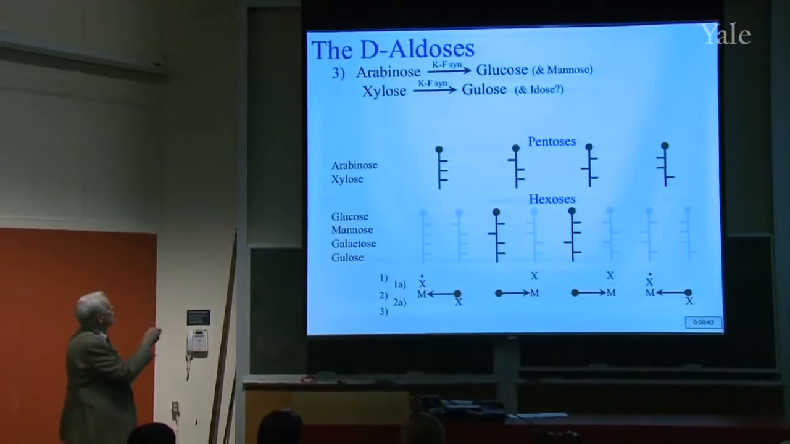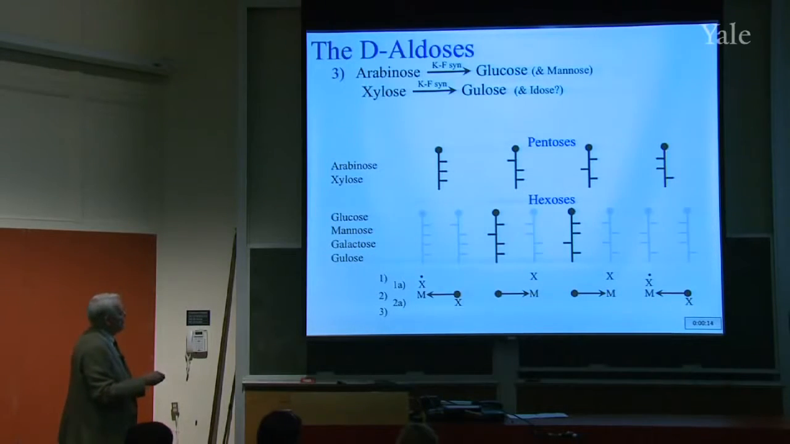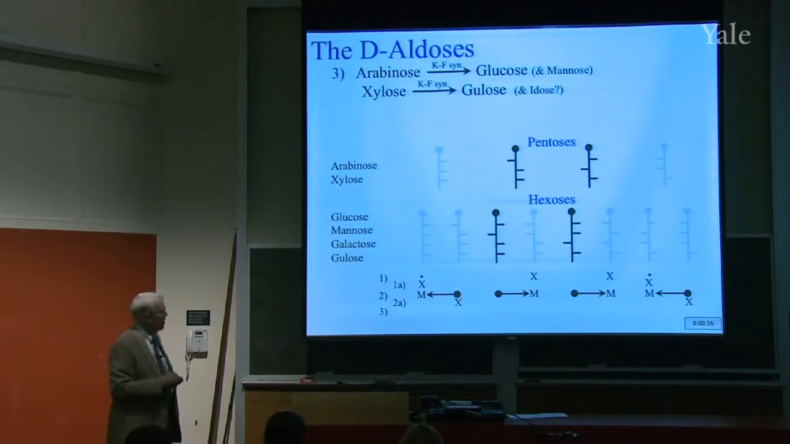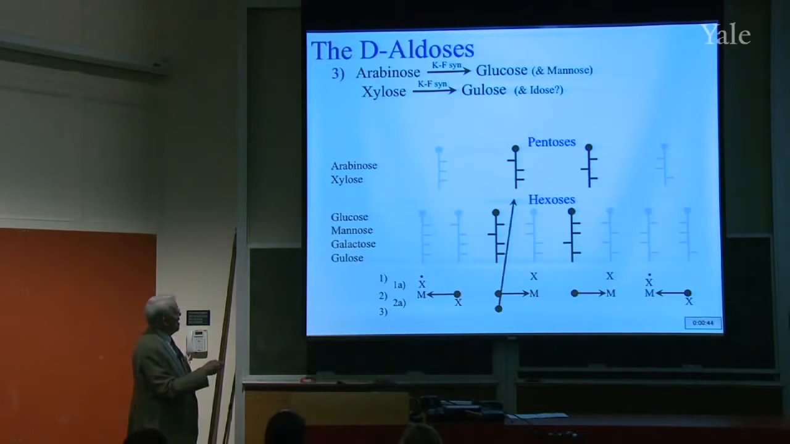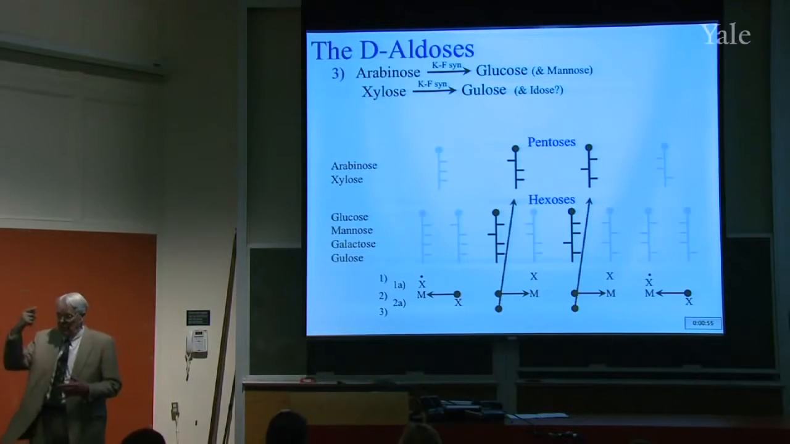He went to evidence 3, which is that arabinose in the Kiliani-Fischer synthesis gives glucose, and xylose gives gulose. So one of them gives one of these, and the other one gives the other one of those. So we know something now about arabinose and xylose. They can't be this and they can't be this, because that on a Kiliani-Fischer synthesis couldn't give either of these, and this couldn't give either of those, right? So those are out for arabinose and xylose. But what we know from evidence 3 is that if this is glucose, that had to be arabinose, the thing that you add another carbon to here and make that. And if this was glucose, that would be arabinose. And vice versa. If it's arabinose, it's glucose.